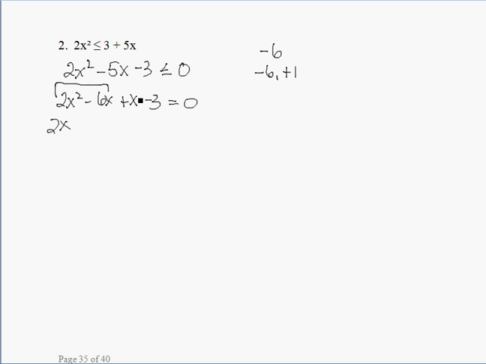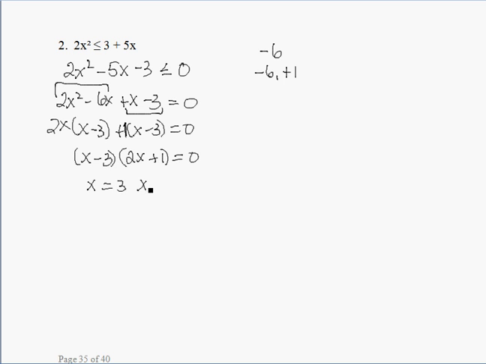Factor by grouping, greatest common factor of each pair, gives me x minus 3. These two are the same, so I'm just going to write it as x minus 3. So I take out an x minus 3 and 2x, and there's an imaginary 1 here, so that's 2x plus 1. So my two roots are 3 and negative a half. So again, graphically, I have negative a half over here and 3 over here. It's an upward facing parabola because the x squared term is positive. Since it's less than or equal to, we have the closed circles at negative a half and 3.